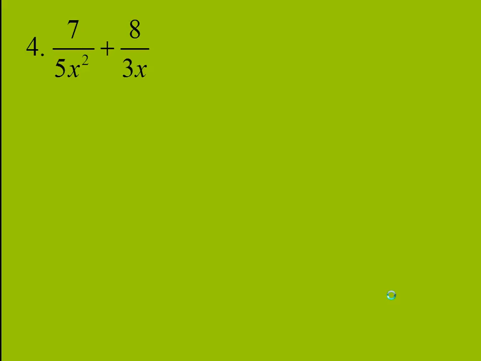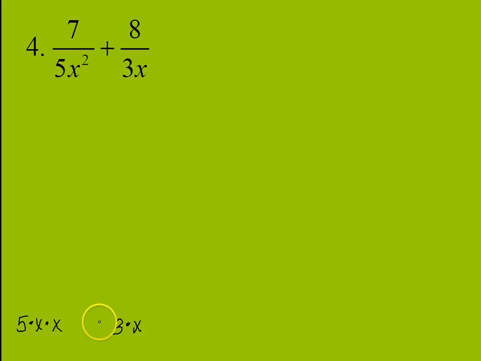Okay, a couple more. Next one. Now, here's the first one where we're going to have to start figuring out our denominators. They're not the same. So, over here, what do I have? I have 5, and how many x's? 2. That's what that x squared is. Over here, I have a 3 and an x. So we need to figure out our common denominator.